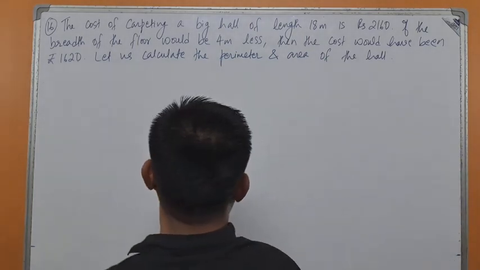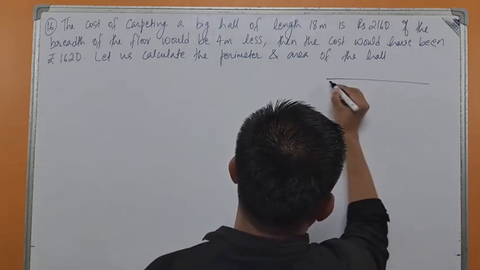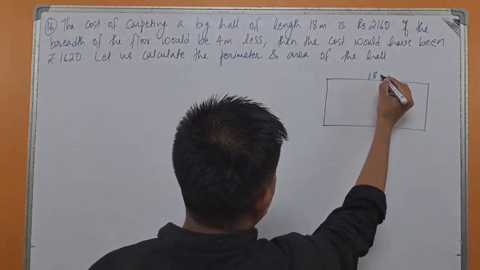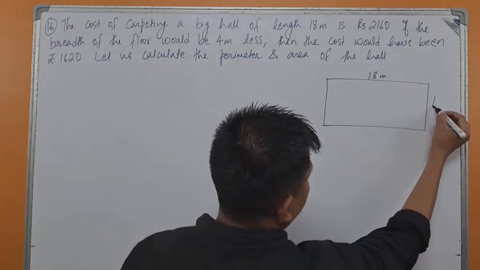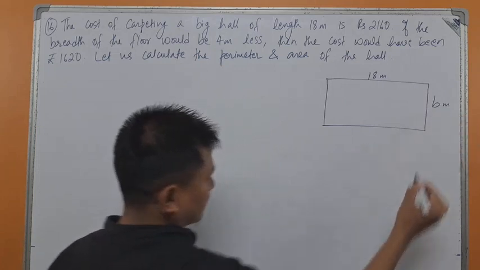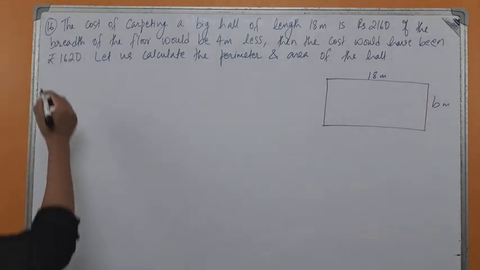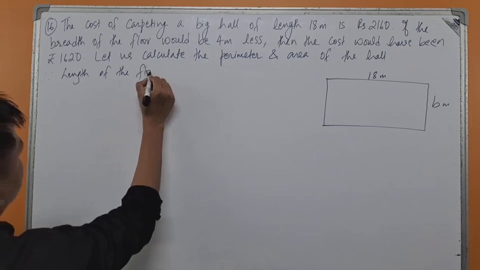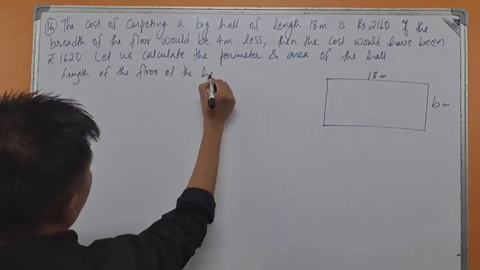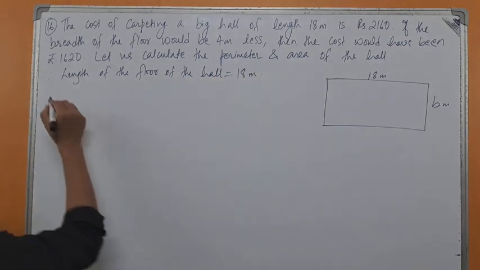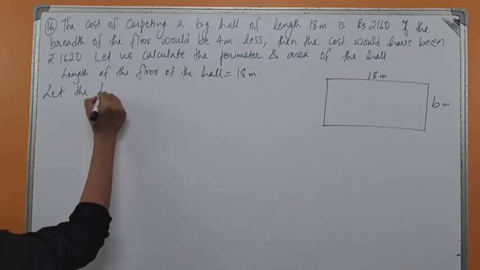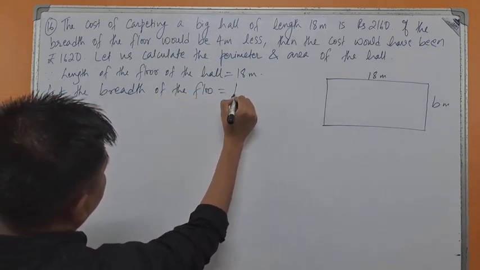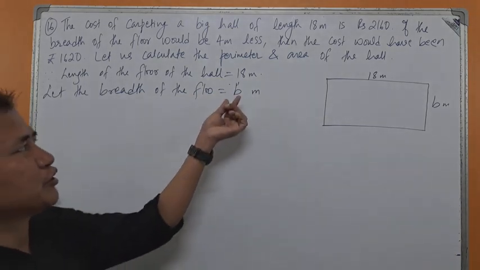Okay, so we have a rectangular shaped floor of a hall. Length of this floor is 18 meters, and breadth of this floor is unknown to us, so I am assuming b meters. Since length of the floor of the hall equal to 18 meters, this is given to us. Let the breadth of the floor equal to b meters. Breadth is unknown to us, so I am assuming breadth be b meters.